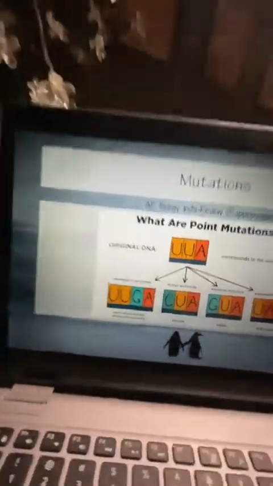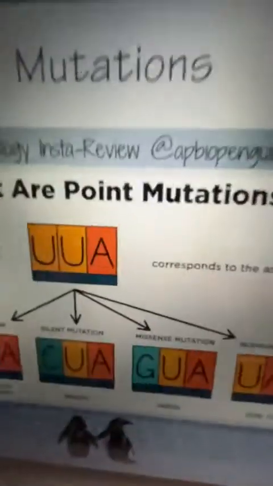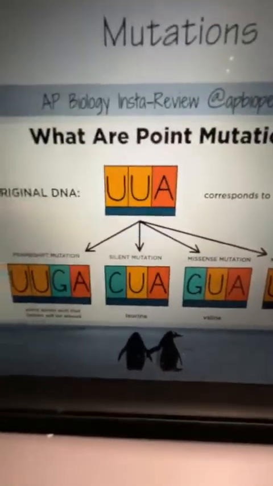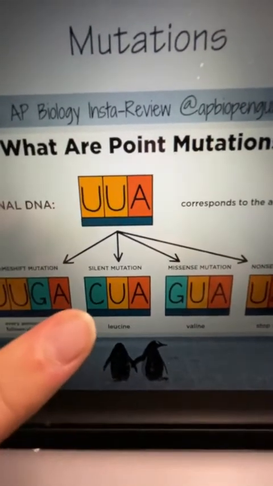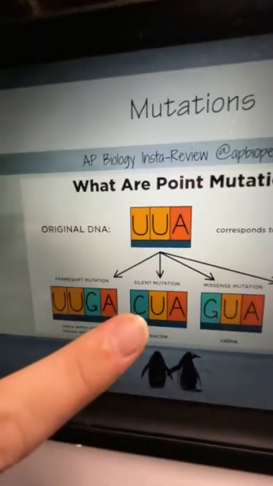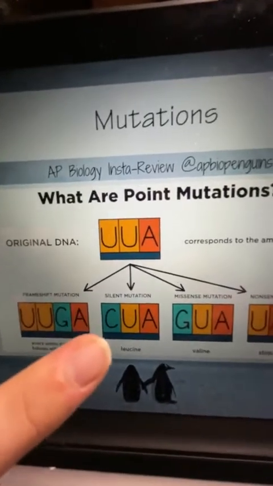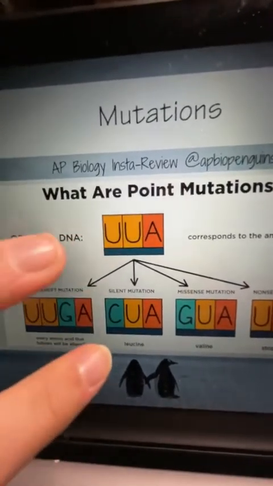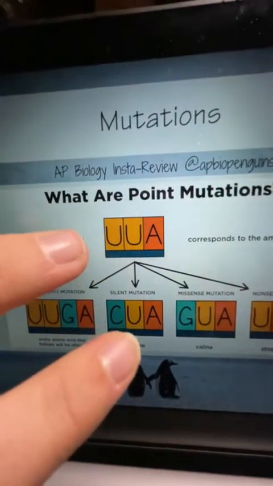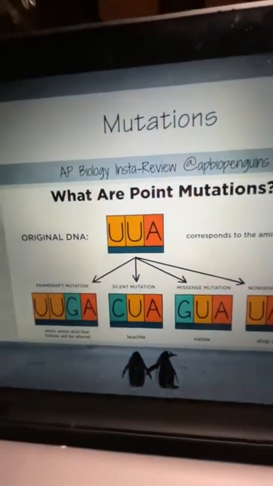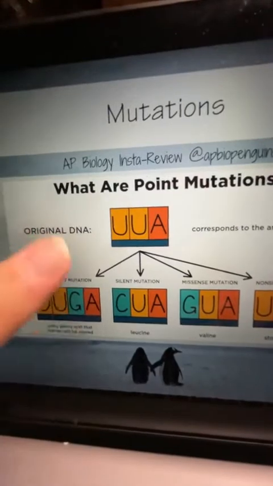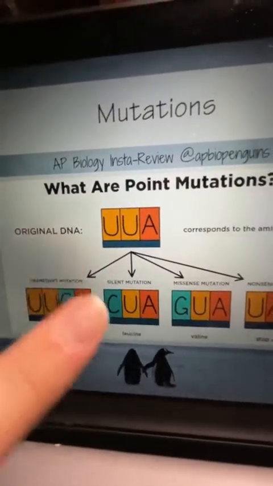Okay. So you could have a silent mutation. So in a silent mutation, you see that here I have a uracil, and it's been substituted with a, how is that an original DNA? This is a bad diagram, y'all. Anyways, so instead of there being a uracil or a thymine, it's got a cytosine there, which of course would be a problem, because now we've got a different amino.